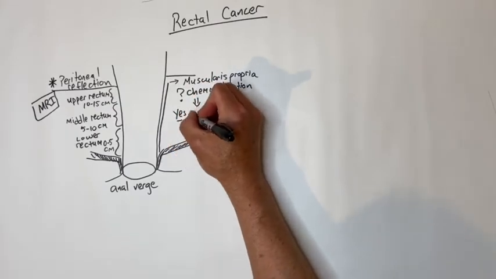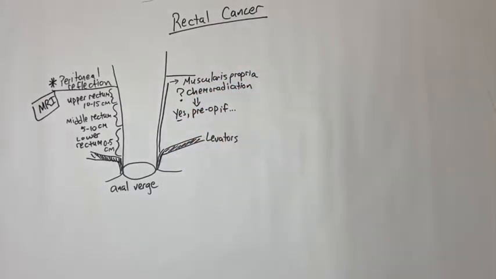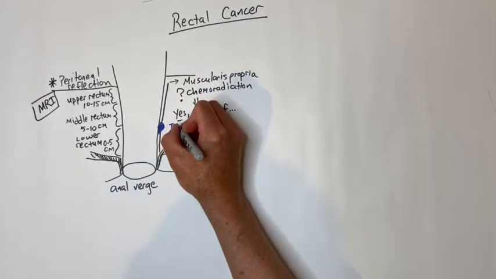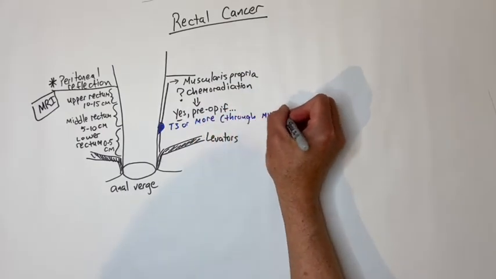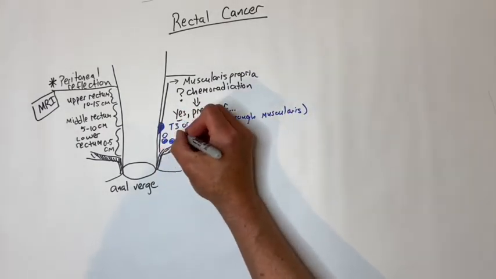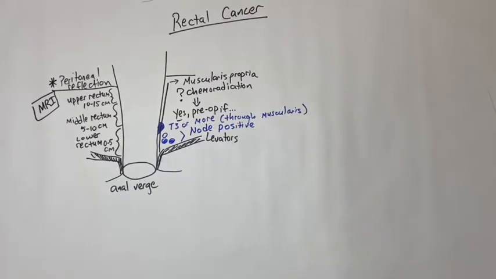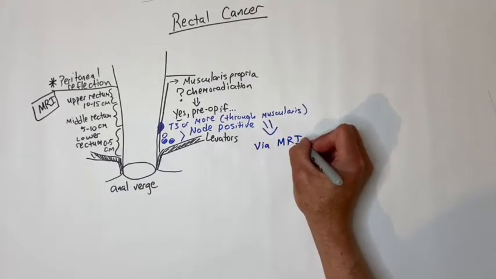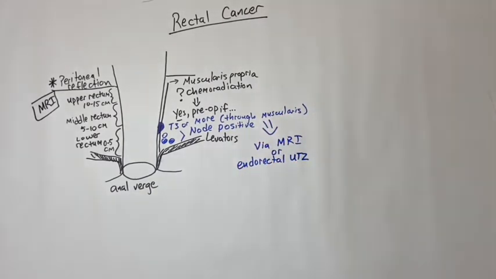Chemoradiation is given to T3 or more, so essentially any tumor that is penetrating through the muscularis propria, or any node-positive tumor. The T and N staging is usually from a pelvic MRI now, but it could also be from an endorectal ultrasound.